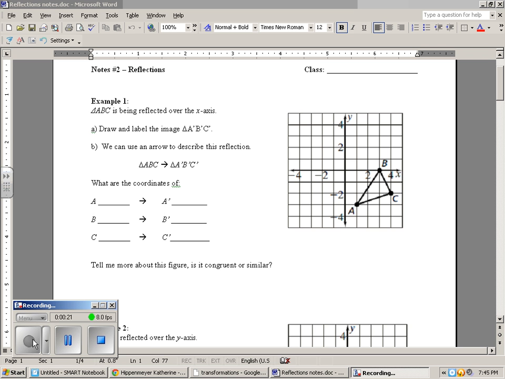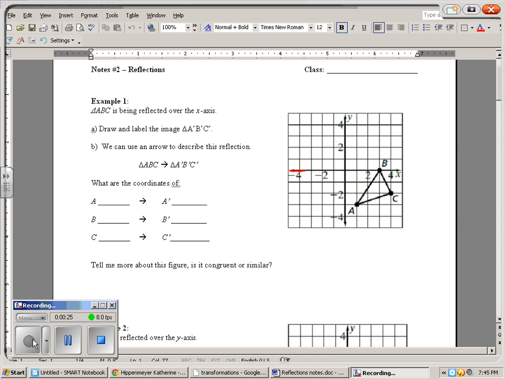Triangle ABC is being reflected over the x-axis. And what I'd like you to do is take a highlighter and highlight the x-axis. I can't tell you how many times students will just accidentally reflect it over the y-axis instead of the x-axis because they weren't fully paying attention. So highlighting it, make sure you're paying attention to what you're doing. You're reflecting it over the correct line of reflection.